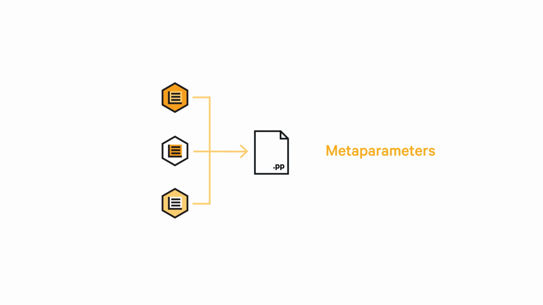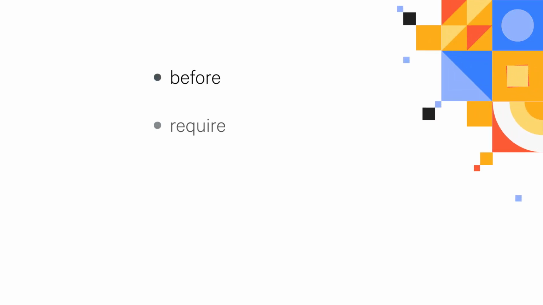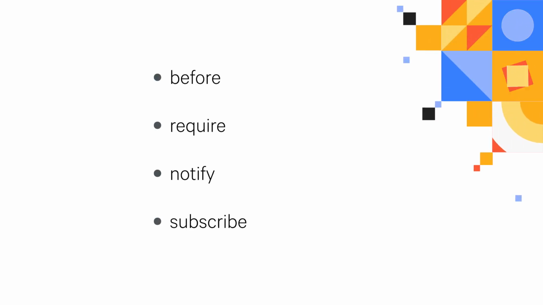Metaparameters are special attributes that can be used with any resource type, and they specify how your system should act toward the resource, rather than mapping directly to the system's state. The Puppet language uses 4 metaparameters to establish relationships: before, require, notify, and subscribe.